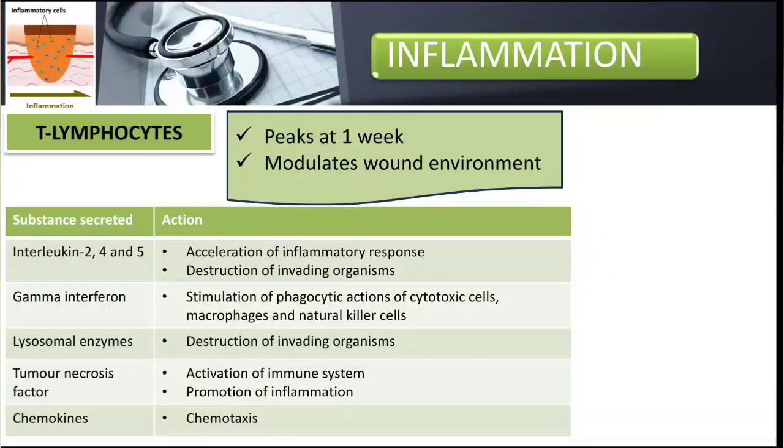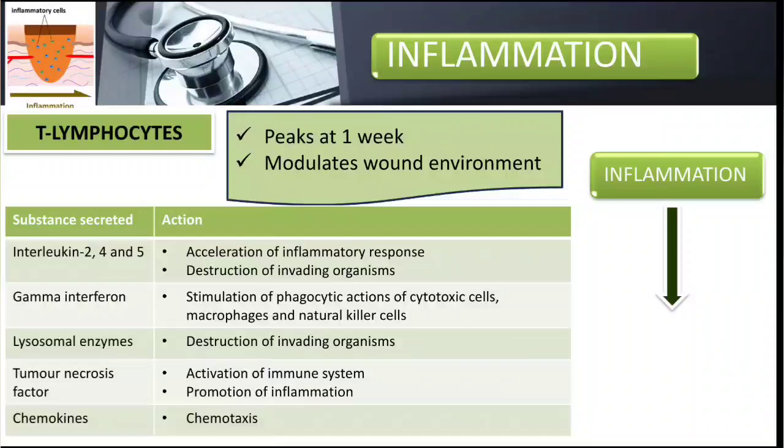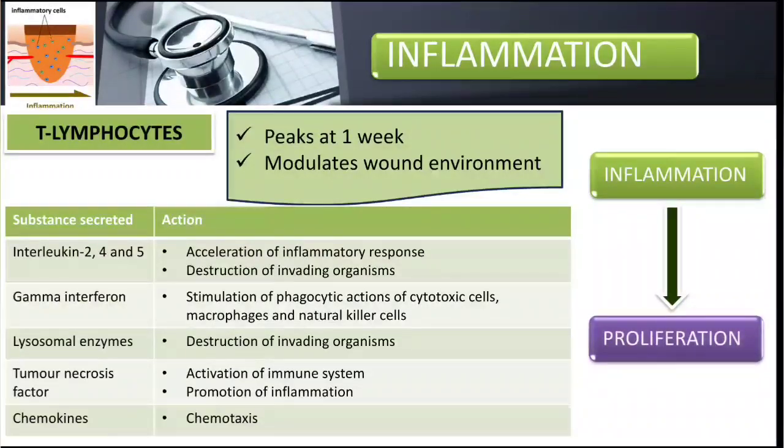They also secrete interferon gamma, which works by stimulating phagocytic actions of cytotoxic cells, macrophages, and natural killer cells. The lysosomal enzymes are for destruction of invading organisms as well, and then tumor necrosis factor is for activation of immune cells and promotion of inflammation. Last but not least, the chemokines. Chemokines are responsible for chemotaxis. So lymphocytes are known to be the bridge between the inflammatory phase and the proliferative phase.